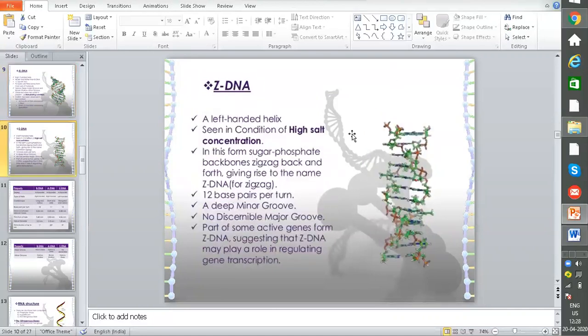And the third one is zDNA, which is also called the zigzag DNA. Here the nucleotide base pairs will be aligned in a zigzag manner. Here also we have 12 base pairs. Here also we have two grooves, major groove and minor groove. This is also a very rare DNA, which is not usual DNA. It is a rare DNA, which is useful for regulating gene transcription.